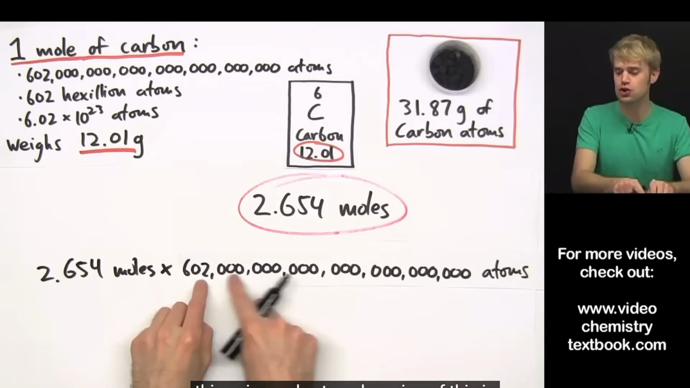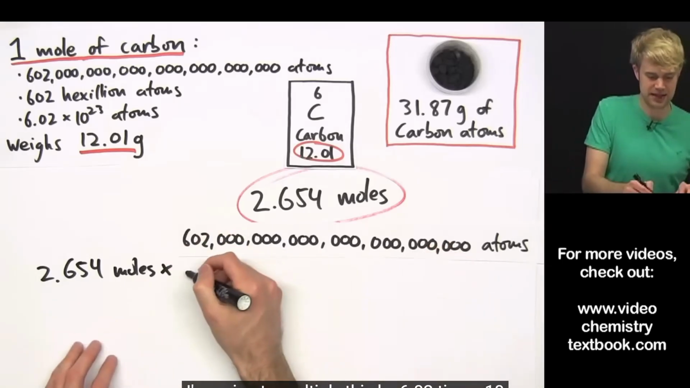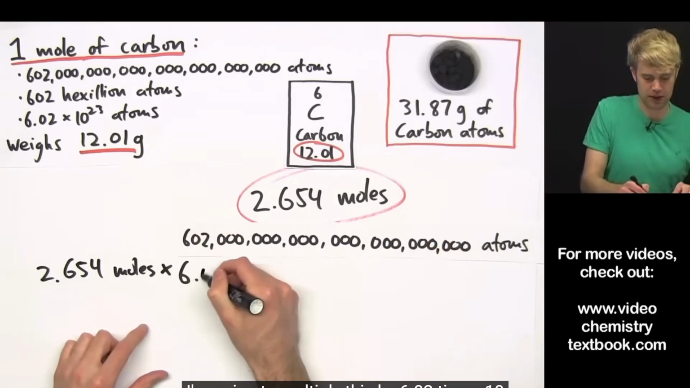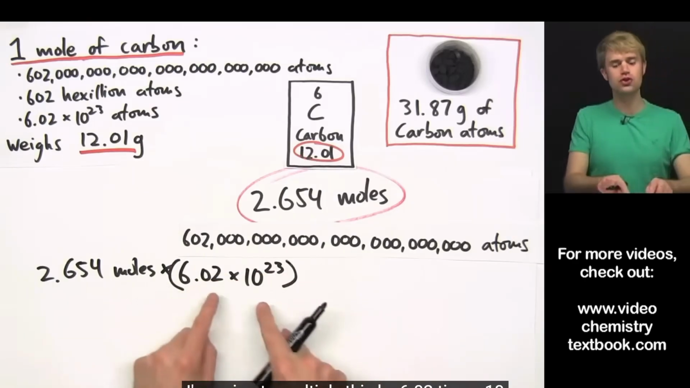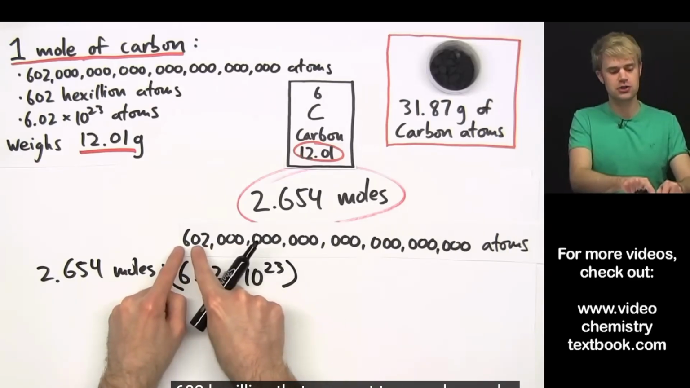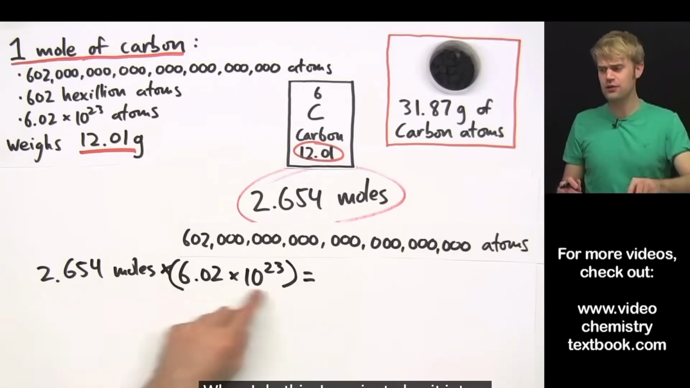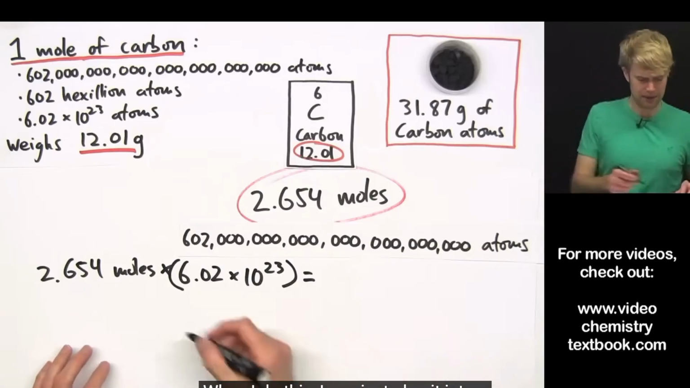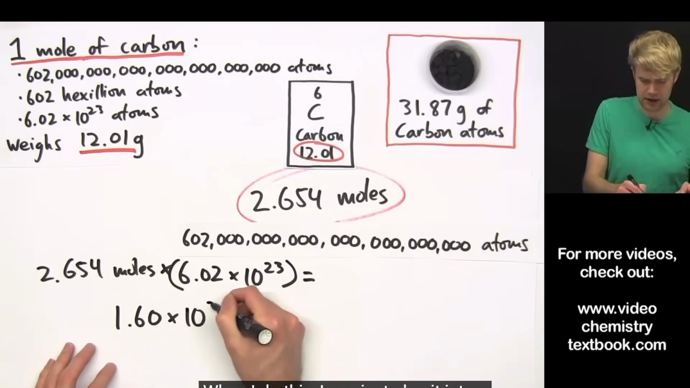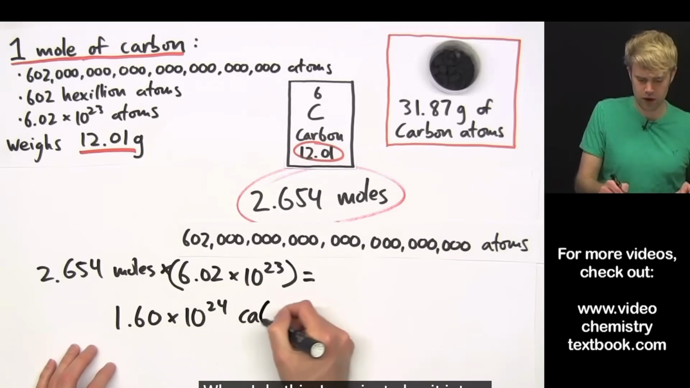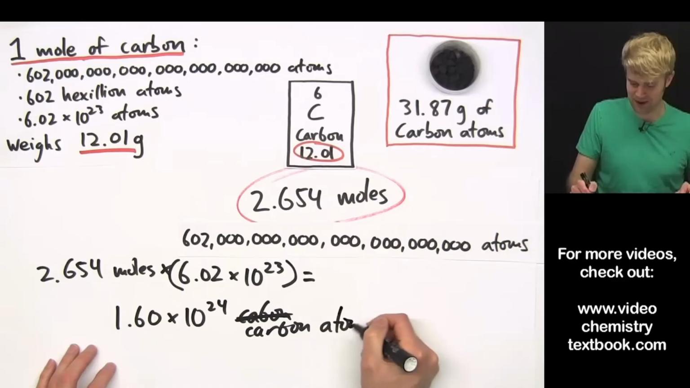Now, this is kind of a pain because I got all these zeros, so I'm going to rewrite this using the shortened version in scientific notation. Instead I'm going to multiply this by 6.02 times 10 to the 23rd, which is usually the version of 602 hexillion that we want to use when we're doing math. When I plug it into a calculator, I'm going to get 1.60 times 10 to the 24th carbon atoms. Oh, I forgot the R. Carbon atoms. There we go.